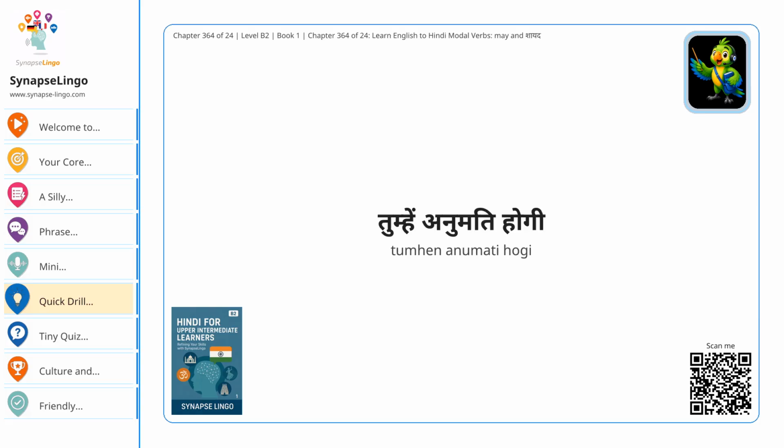You would be allowed to. तुम्हें अनुमति होगी. He is likely allowed to. उसे शायद अनुमति है. She is likely to. शायद वो करेगी. We might be allowed to. हम शायद कर सके. You all might be allowed to. तुम लोग शायद कर सको. They may. वे शायद कर सकते हैं.